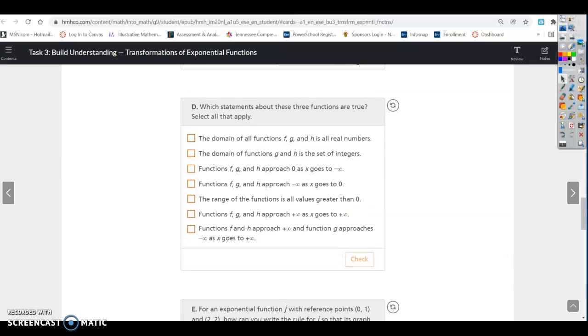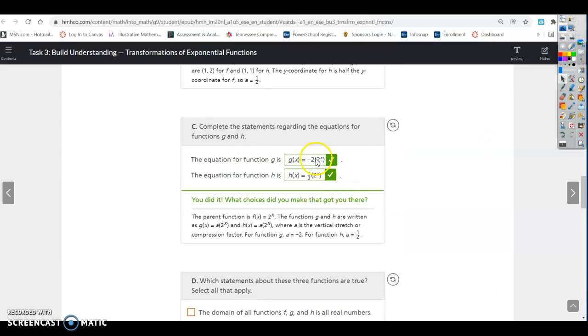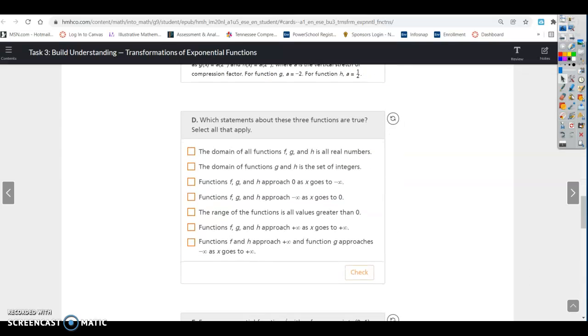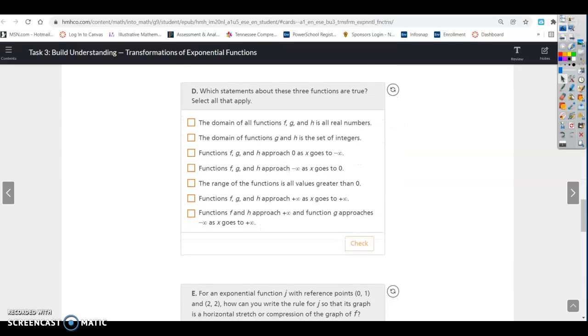Which statements about these three functions are true? If it's hard for you to look at those pictures and try to identify this, you can always graph these on your graphing calculator and see if it lines up with the graphs in the picture. All right, which statements about these three functions are true? Select all that apply. The domain of all functions f, g, and h is real numbers. Okay, that's true. They all go left and right forever.